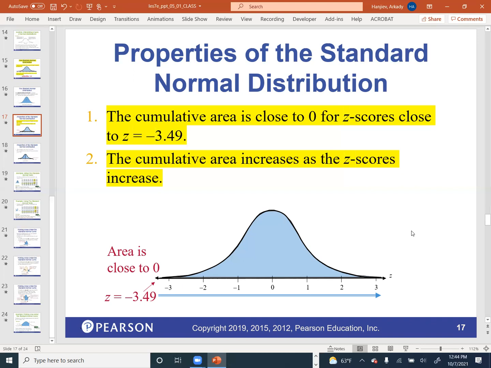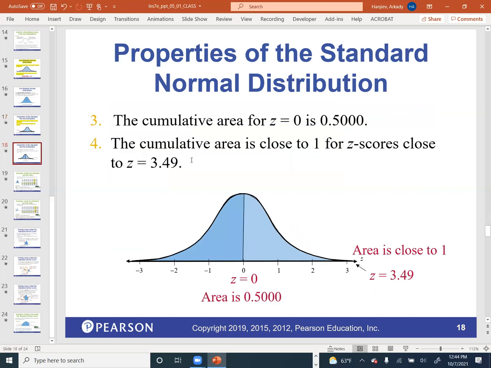Okay, are we good here? Euphoria, are we good? Okay. Sure, absolutely. So negative 3.49 z-score means you are way outside of the curve. Okay, 2 more properties. 2 more here.